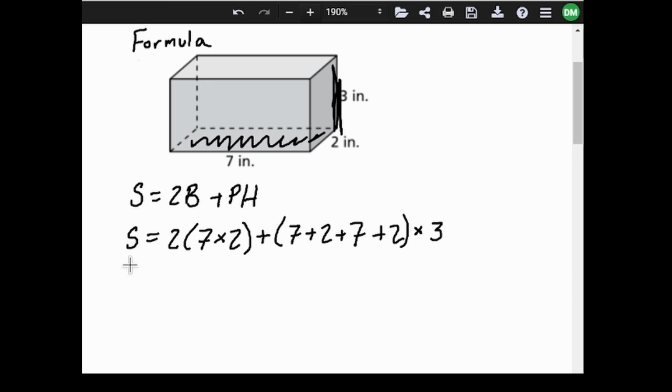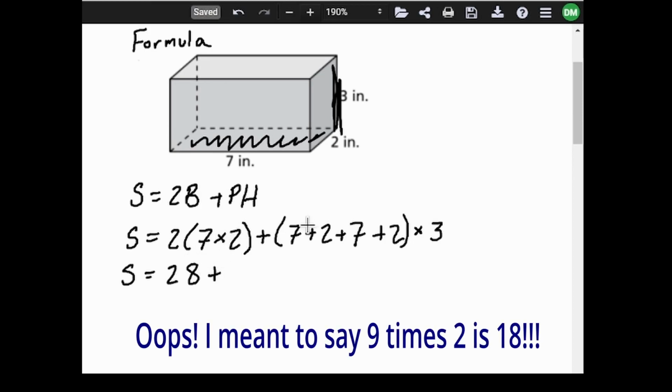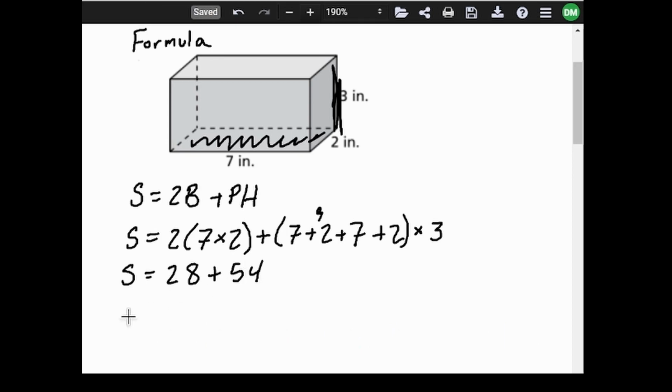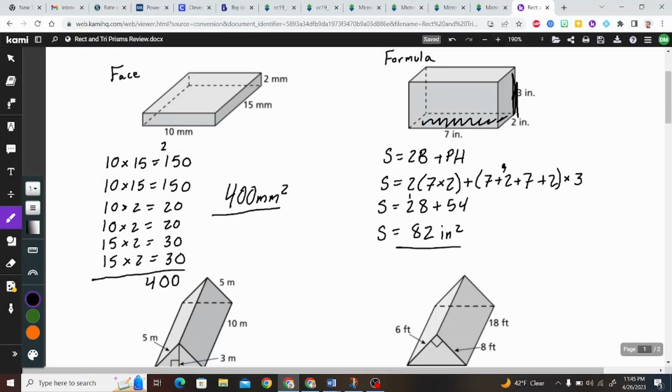So here we go. 2 times 7 times 2, well, 2 times 2 is 4 times 7 is 28, plus 7 plus 2 is 9. 9 times 2 is 18. 18 times 3 is 54. So the surface area of this rectangular prism will be 8 plus 4, which is 12. Carry the 1. 1 plus 2 plus 5 is 8. So it'll be 82 inches squared. So again, we've seen that we can do this with faces, or we can do this with a formula.